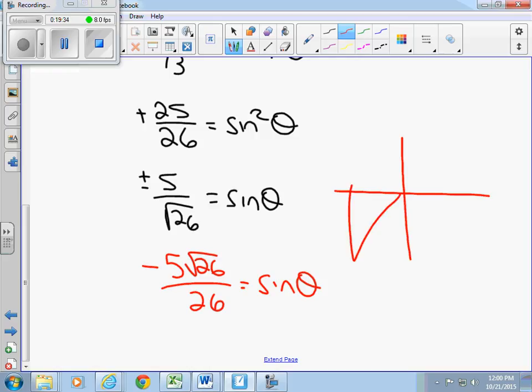So opposite is 5. Hypotenuse is the square root of 26. The 5 is negative because we are going down. Yes. And how will I find the other side? Pythagorean theorem. So I have square root of 26 squared is 26 equals 25 plus b squared. So I get 1. Positive 1 or negative 1? Negative. It's on the third quadrant triangle. It's negative 1. And so now I can find cosine and tangent of theta pretty easily.